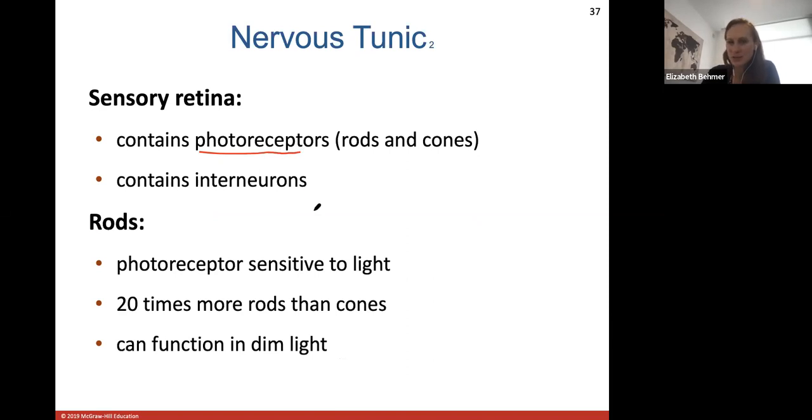The rods are photoreceptors sensitive to light. So rods will be very helpful for you to function in dim light. So if you go into a dimly lit room that's kind of dark, your rods will kick into gear to help your eyes adjust. And you notice after a while, when you're in a dimly lit room, you can usually see better after a couple of minutes as your rods are kind of picking up as much light as they can to help you see. The rods are much more common than the cones.